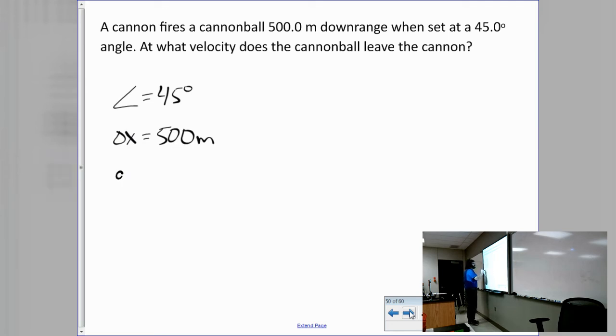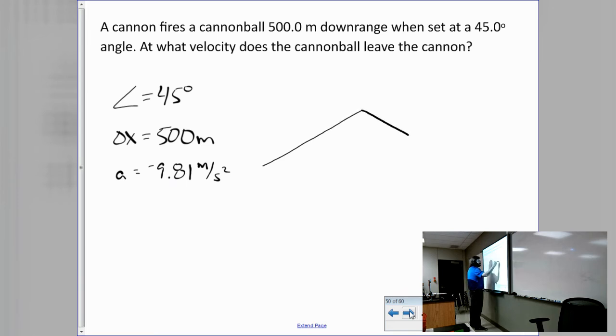Acceleration due to gravity, negative 9.81. We'll see if we need that one again. We didn't need it in the last problem. So the acceleration due to gravity is negative 9.81. I start by drawing myself a picture. I'm going to draw it more as a kind of a triangle.